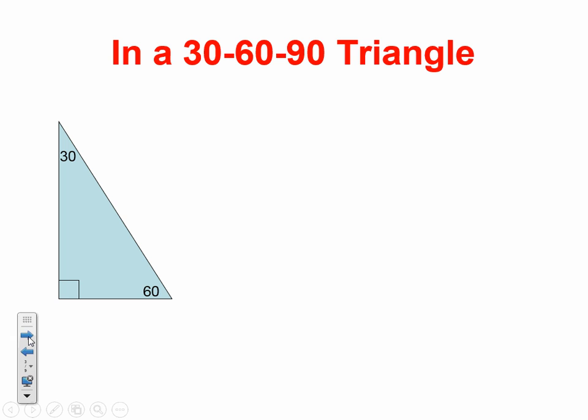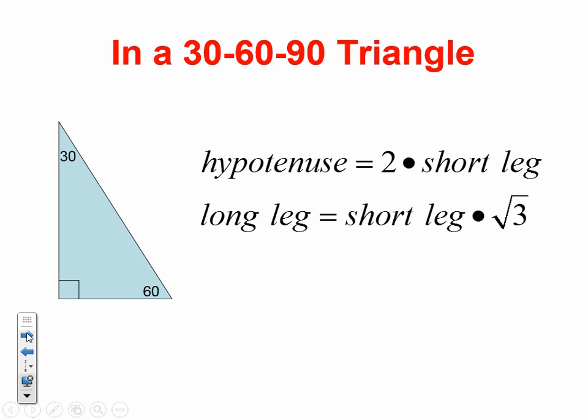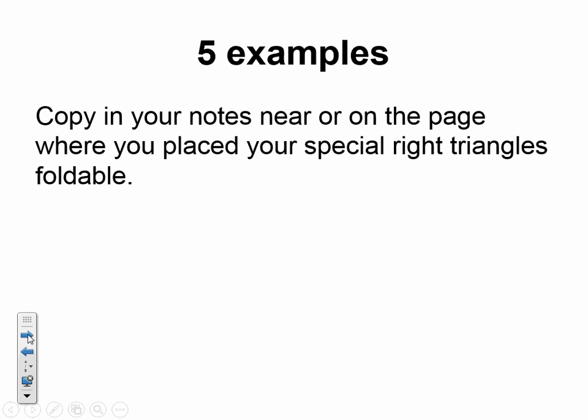And in a 30, 60, 90-degree triangle, we're talking about triangles that have a 30-degree angle, a 60-degree angle, and a 90-degree angle. The relationship is different. These are the two facts that we have written down in our foldable. Hypotenuse equals 2 times the short leg, and the long leg equals the short leg times the square root of 3. So using these relationships now, we're going to take a look at 5 examples.